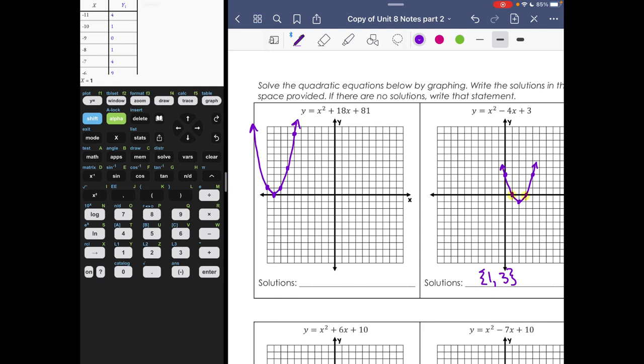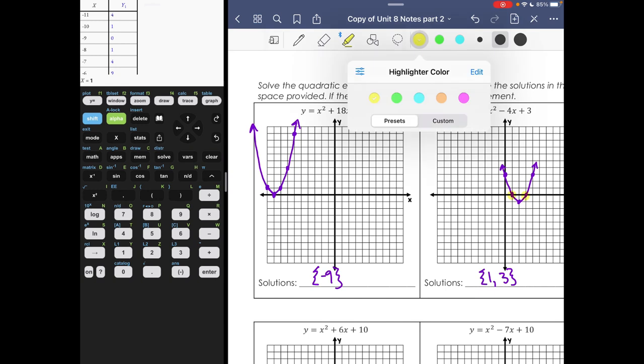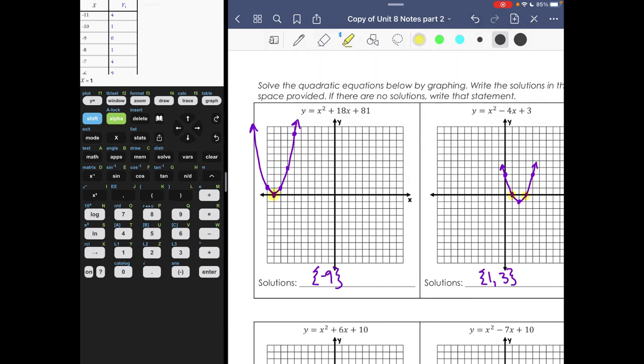And so this only has the one solution of -9 because that's the only place that it touches the x-axis, is right there at -9. All right, we will do more of these in class.